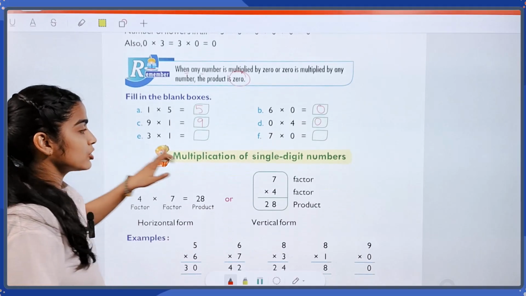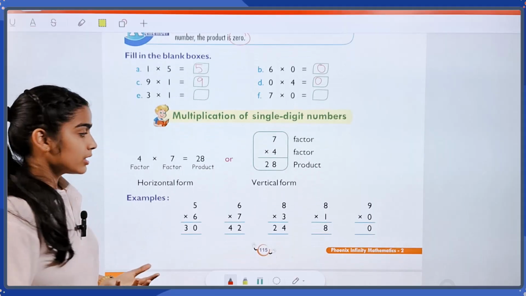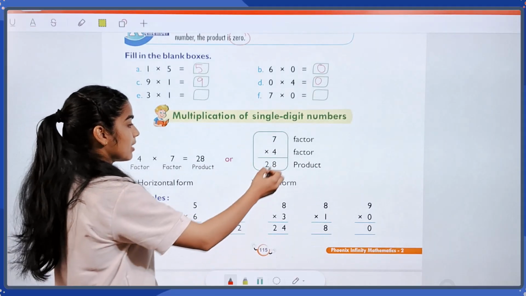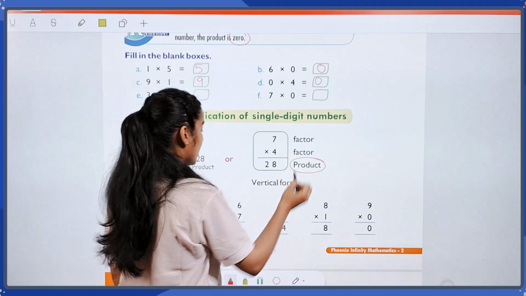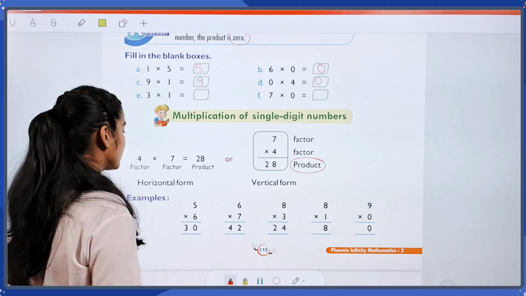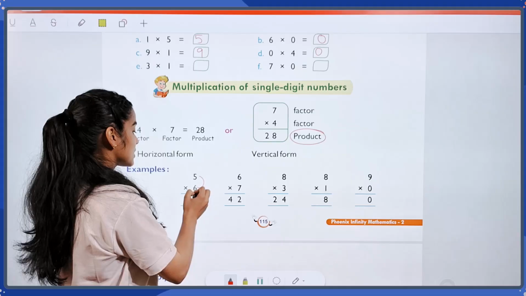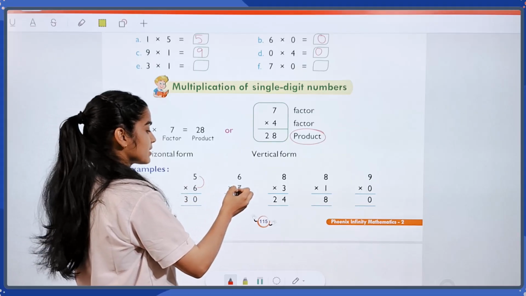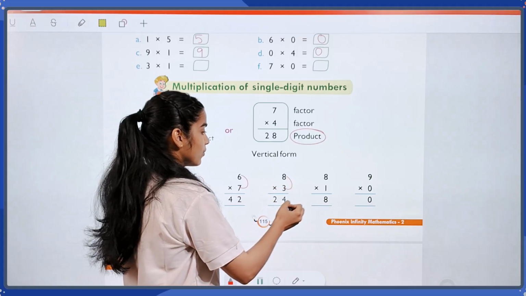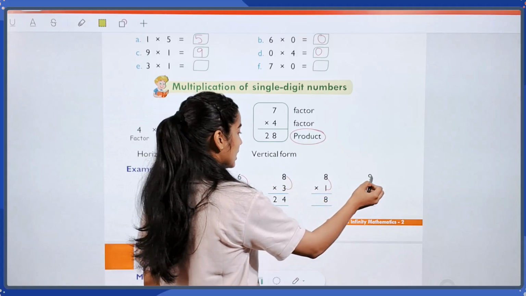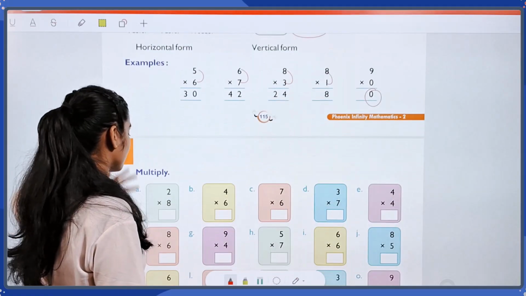Now multiplication of single digit numbers. First we learn about the terms we have. This is a factor, and when we multiply two factors, we get our product. So how do we write in vertical form? You have to read table of 6, 5 times. So 6 5s are 30. Table of 7, 6 times. 7 6s are 42. 3 8s are 24. 8 1s are 8. And 9 multiplied by 0 is 0. In the same way you can solve the rest of the questions you have.